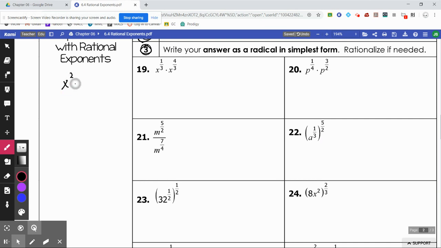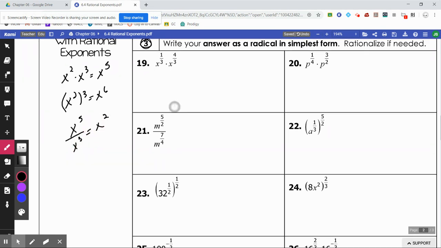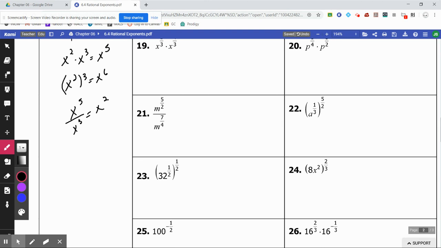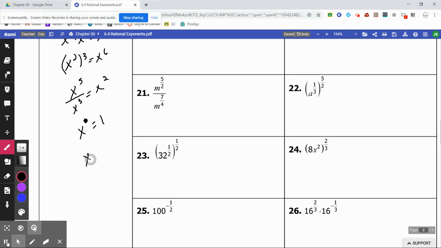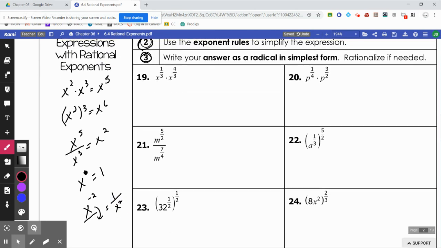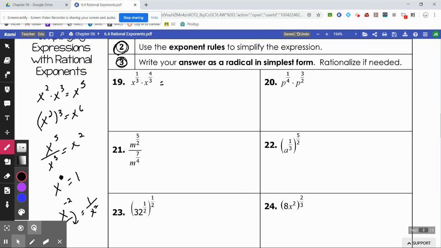Now, those rules of exponents, let's make sure that we remember. X squared times x to the 3rd, you add your exponents. X squared to the 3rd power, you multiply your exponents. X to the 5th over x to the 3rd, that's when you subtract your exponents. Anything to the 0 power is equal to 1. Oh, and one more. Anything to a negative exponent, bring it across a fraction bar, and it becomes a positive exponent. So x to the 1/3 times x to the 4/3, you're going to add these exponents, so x to the 5/3. So the exact same rules apply.